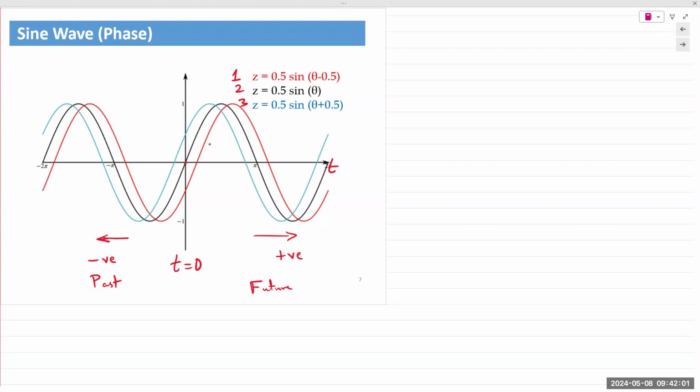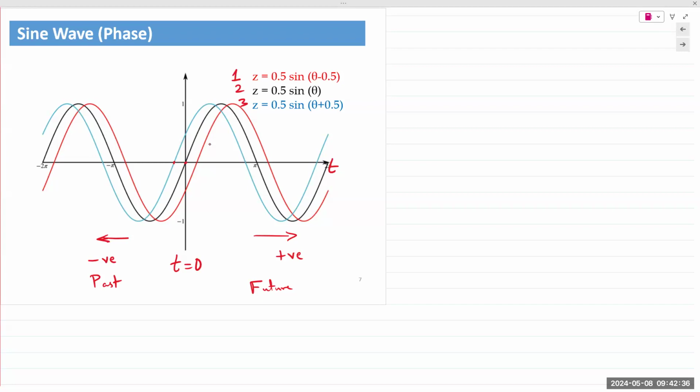Now, if you look at waveform blue, waveform number 3, waveform number 3 has already crossed the x-axis sometime in the past, right? It's crossing over the x-axis sometime in the past. So it's ahead of waveform number 2. So it has a positive phase with respect to waveform number 2, or with respect to time t = 0.